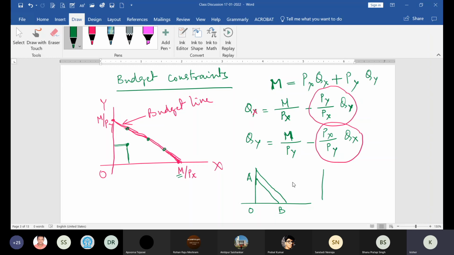But otherwise, the budget line may shift in other ways also. Sometimes the budget line is AB, all other things are at a certain level, and only the price of X decreases. Then you will purchase more quantity of X, and the budget line will shift in this way. Or it may shift in another way if the price of Y changes. So there is a possibility that the budget line may shift parallelly, or may not shift parallelly also.